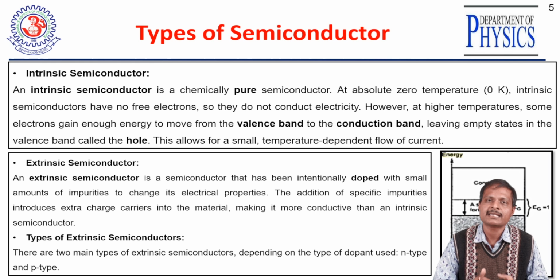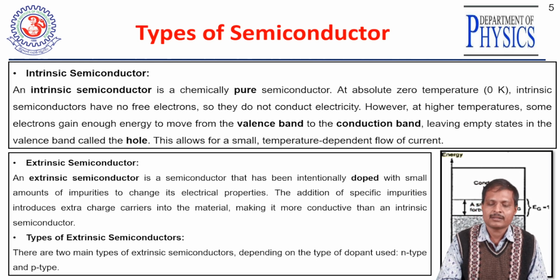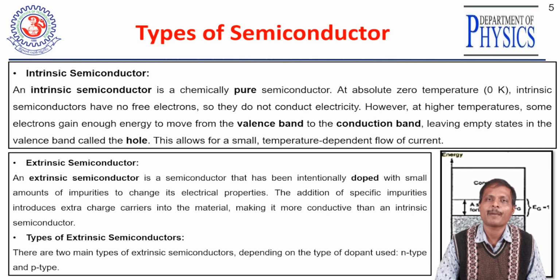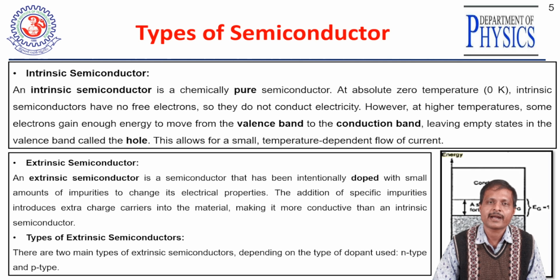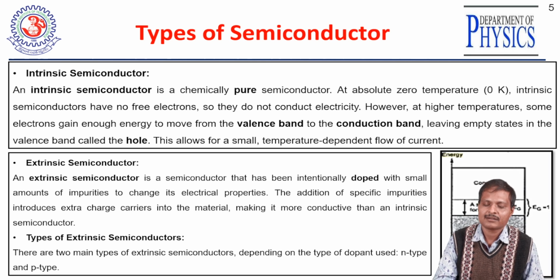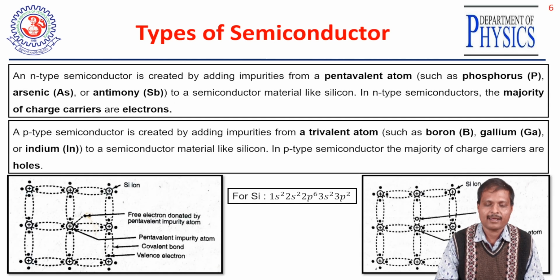Now, what is an extrinsic semiconductor? An extrinsic semiconductor is a semiconductor that has been intentionally doped with a small amount of impurity atoms added to the pure semiconductor. With the addition of specific impurity atoms, extra charge carriers are added. That will give you more electrons, and as a result, the conductivity of the semiconductor will improve a lot. There are two types of extrinsic semiconductors, depending on the doping: one is N-type and the other is P-type.